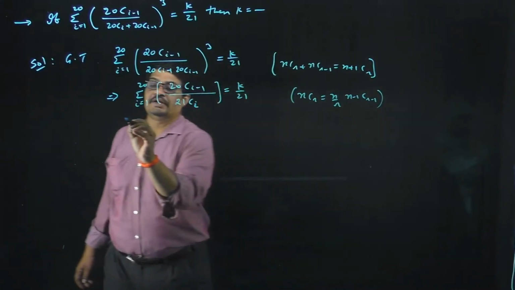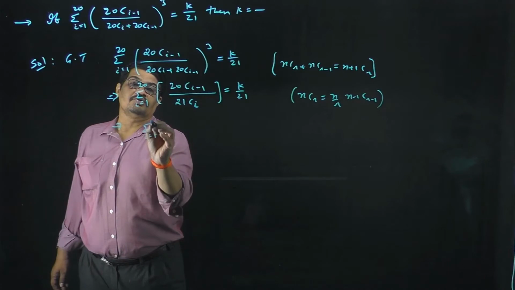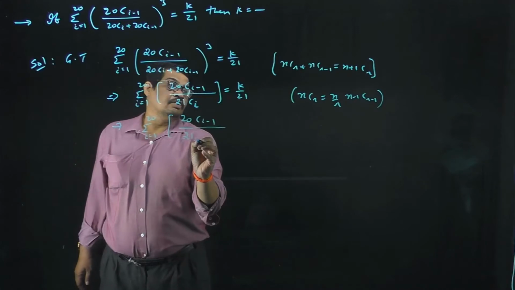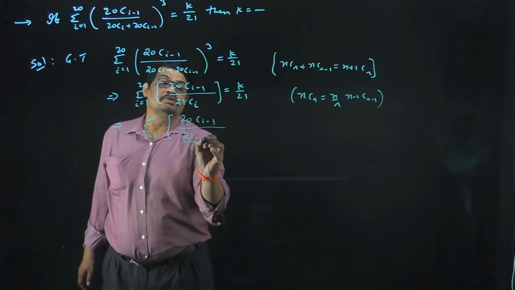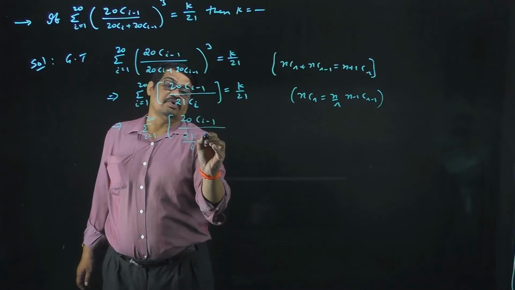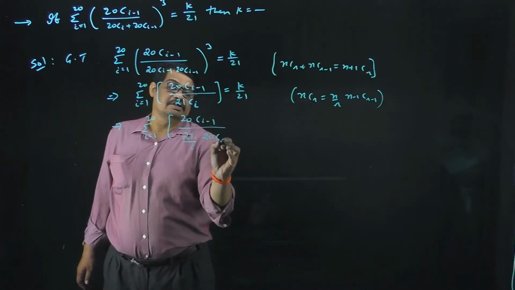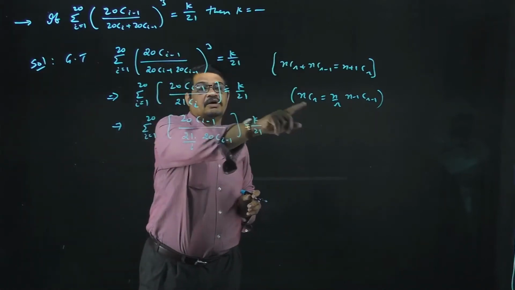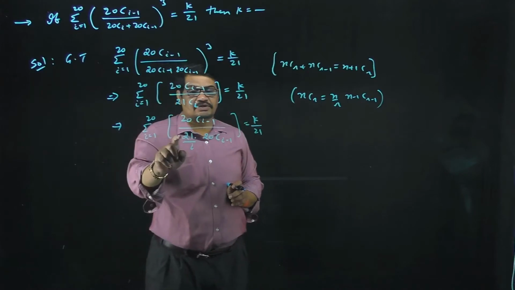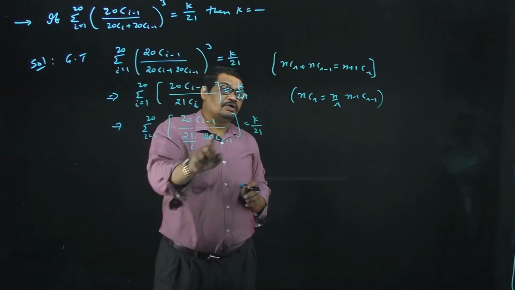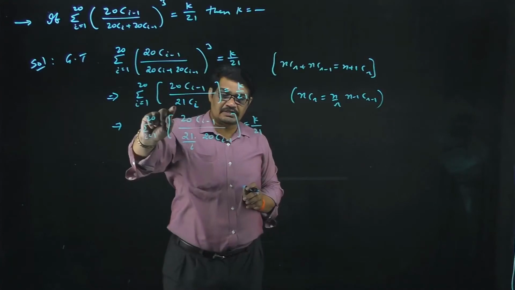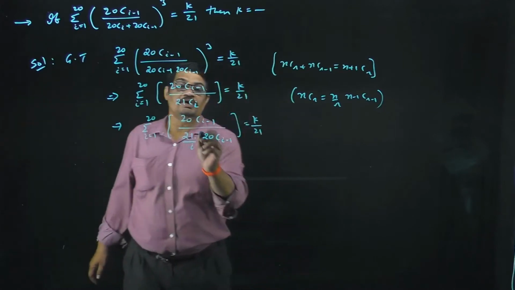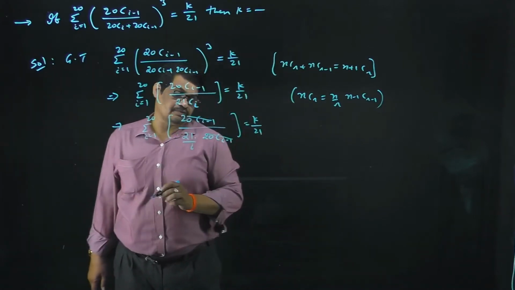Using this formula in the denominator, sigma i equals 1 to 20, 21Ci minus 1 by 21 by i into 21 minus 1, that is 20C(i minus 1), equal to k by 21. Using this formula, 21Ci can be written as 21 by i into n minus 1 C r minus 1. Here n is 21 minus 1, that is 20C(i minus 1). So 20C(i minus 1) and 20C(i minus 1) will be cancelled.